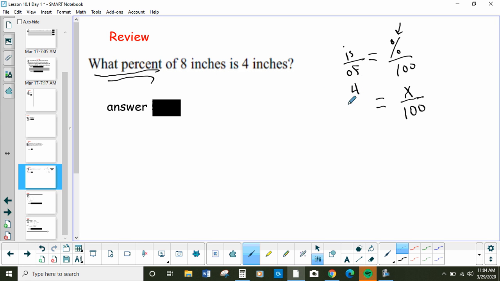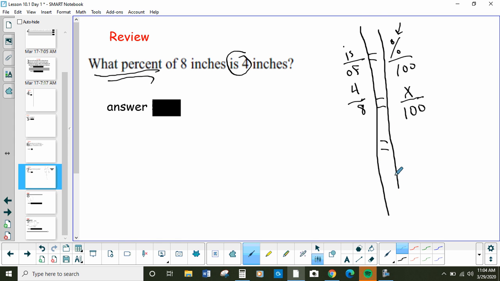All right, so 4 is what percent of 8? That's why 4 goes on top this time. Now 4 is not going on top because it's smaller. 4 is going on top because we want to know 4 is what percent of 8, right? Because sometimes the bigger number goes on top. Sometimes the percent is more than 100. Just like we've been doing all year with proportions. Yet another proportion.